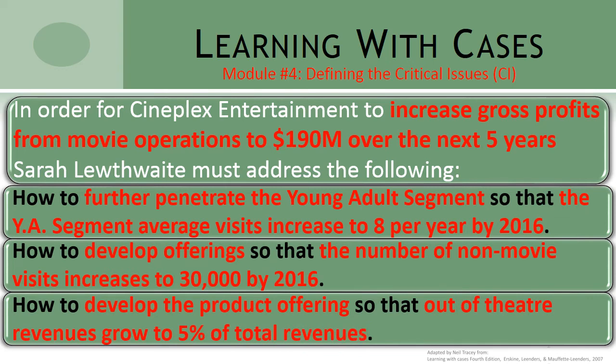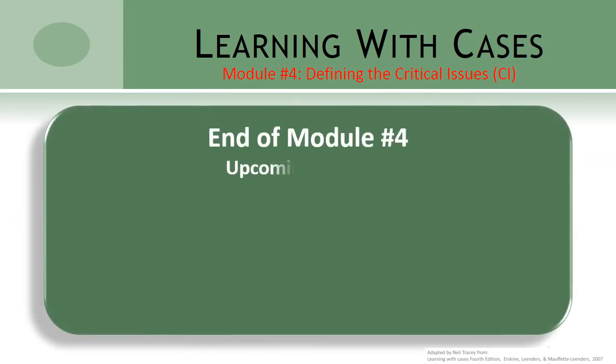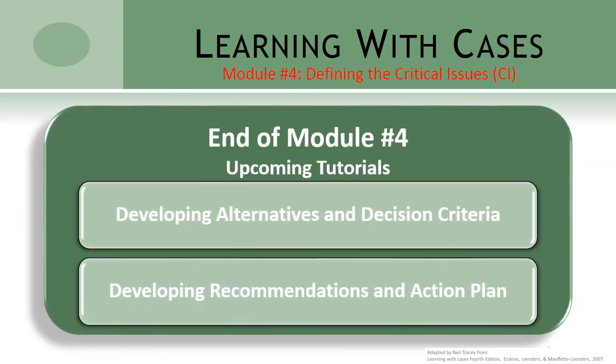With our definition of success now crafted and our critical issues defined, we're now ready to move on to developing alternative courses of action to address these critical issues and achieve our definition of success. We're also ready to develop the decision criteria on which we will evaluate each of our potential alternative courses of action. This concludes Module 4, Defining the Critical Issues. In upcoming tutorials, we'll take a closer look at developing alternatives and decision criteria and developing our recommendations and action plans.